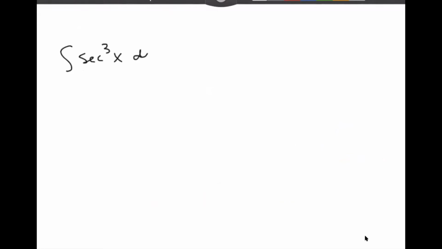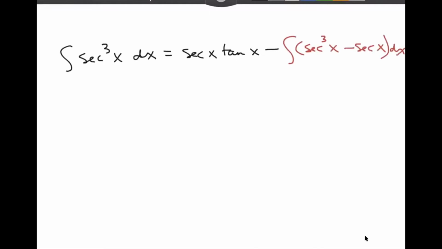Okay, going back to the main integral, which was the integral of secant cubed x. The first term was secant x tangent x. And then we had the red integral. And the red integral turned into the integral of secant cubed x minus secant x dx. All right, so hopefully you can kind of see where this is going. This trick came up once or twice under integration by parts.